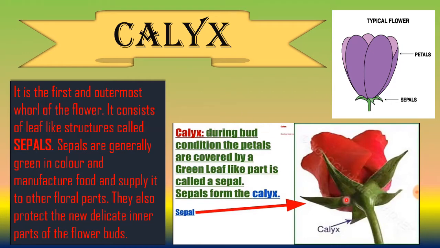Here, look at this picture. These are the sepals. They protect the flower during the bud condition. The petals are covered by the green part called the sepals, and these sepals form the calyx. Clear, student?